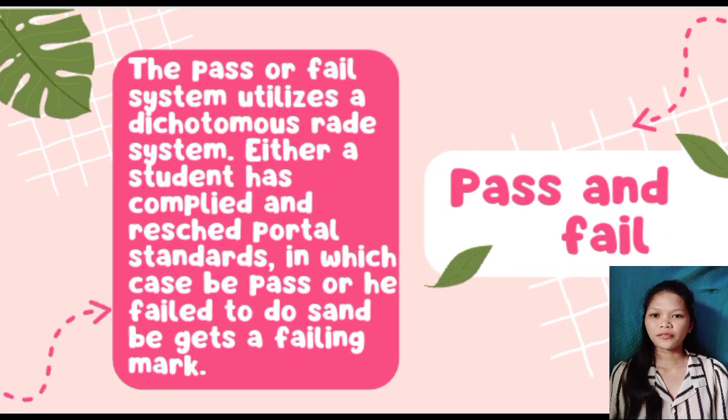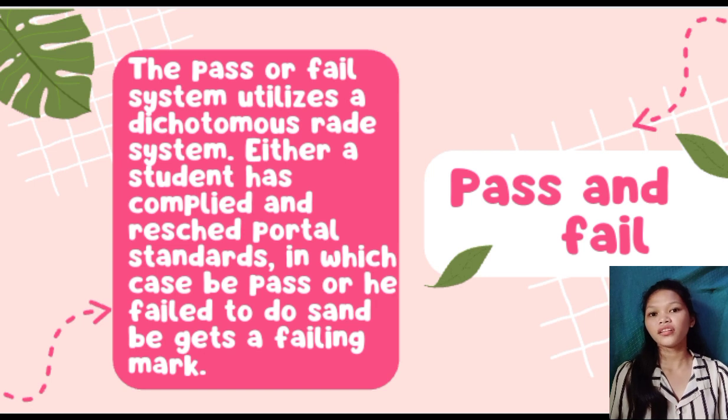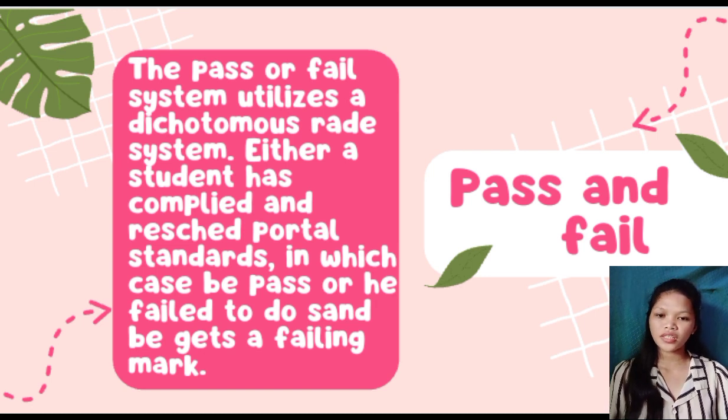Pass and fail. The pass or fail system utilizes a dichotomous grade system. Either a student has complied and reached the prescribed standards, in which case he passed, or he failed to do so and gets a failing mark. This is popular in some courses in college but not very much practiced in basic education.